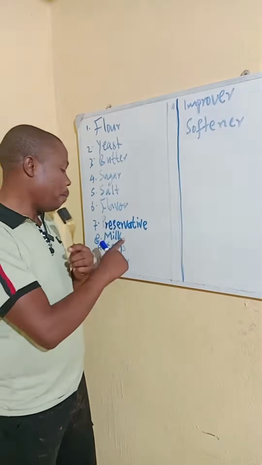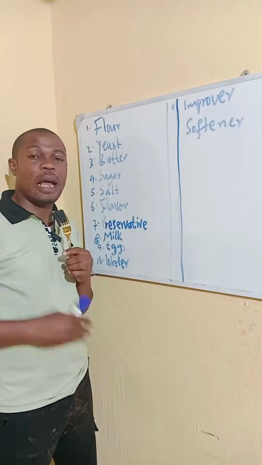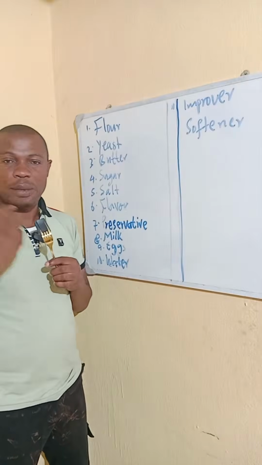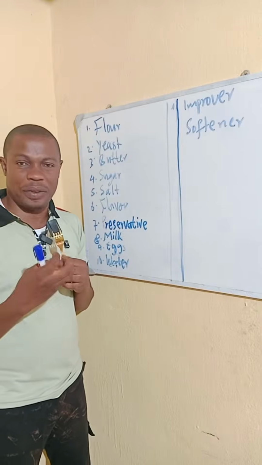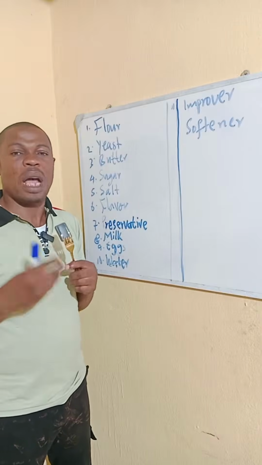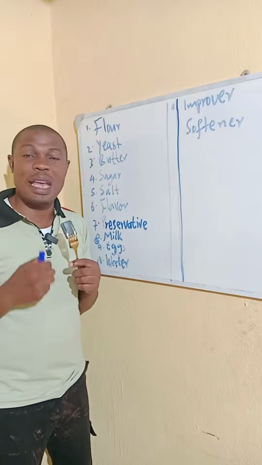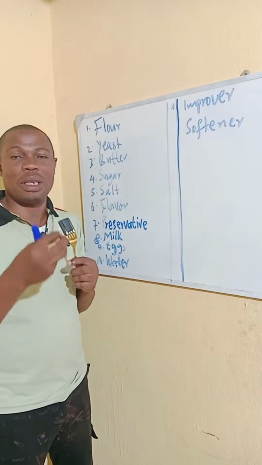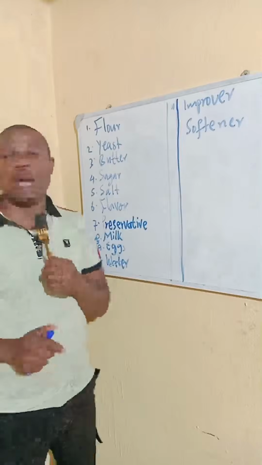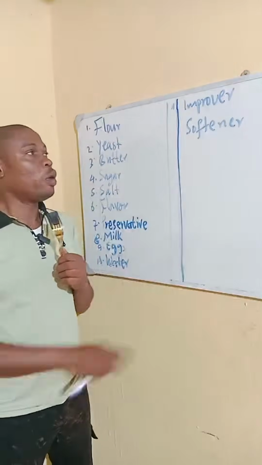Milk is optional. You can bake without milk, but it's good because it gives you a very nice mouthfeel. The taste of milk when you are eating bread, that milkiness. And milk has a way of giving you a good aftertaste, that means after milk. Now, the next one is your eggs and then your water.